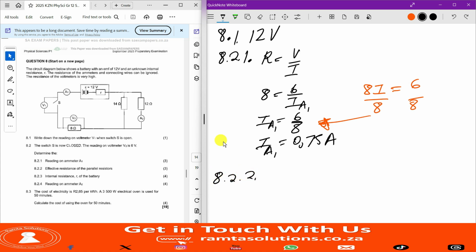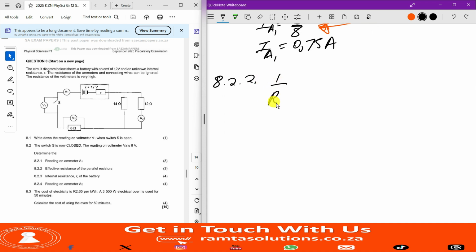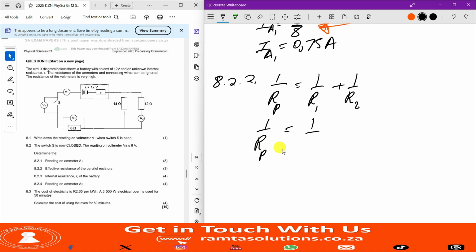8.2.2. Determine the effective resistance of the parallel resistors. Okay, well, we say 1 over Rp equals 1 over R1 plus 1 over R2. So 1 over Rp equals 1 over 14 plus 1 over 12. So 1 over Rp is equal to, let's see, 13 over 84 on our calculators. It is 13 over 84.